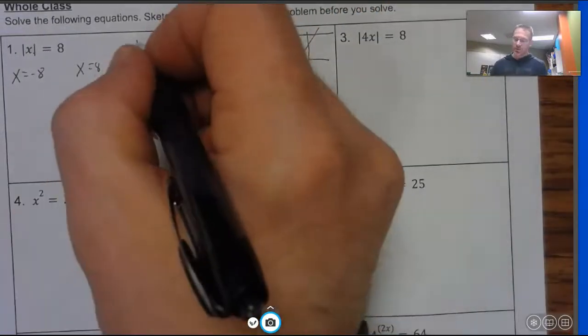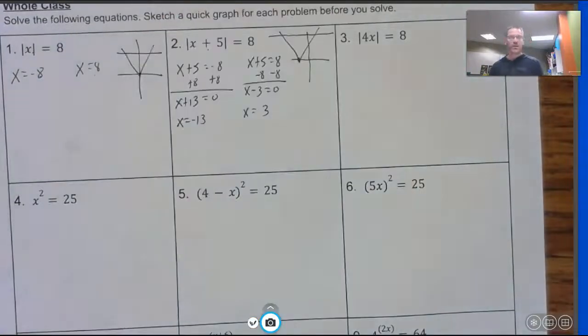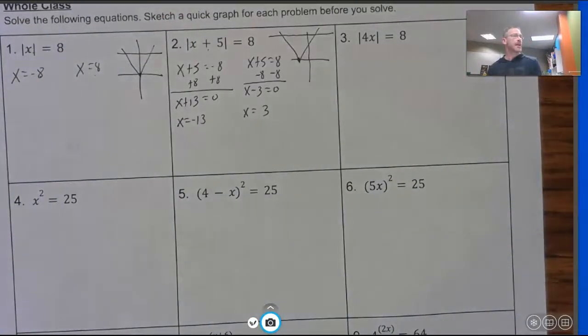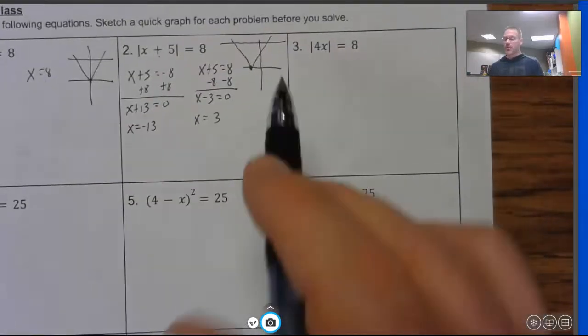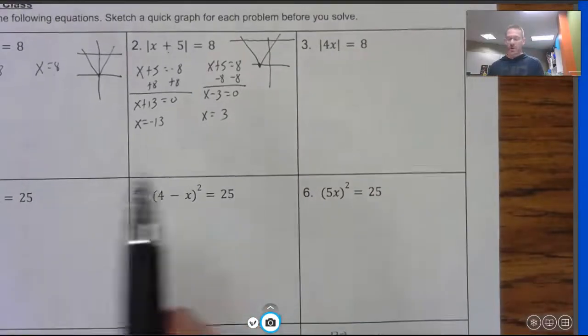All right. Same thing for this one, right? My vertex would have been at 0, 0. It opens up. 8's up here. I get 2 solutions. All right. Okay. So if you need that graph, sketch it. Now, we really haven't talked about how to graph these. All right. Now, before I move on, I'm going to start to talk about this.